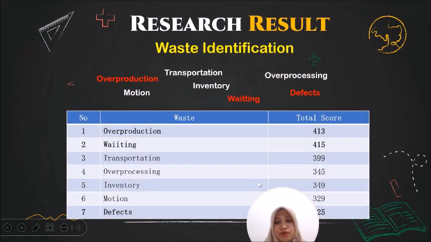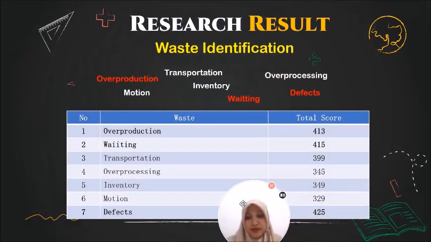After we did the mapping of the entire learning process, next we identified 7 types of waste occurring during the semester learning process. All the 7 wastes that happen are overproduction, waiting, transportation, overprocessing, inventory, motion, and defects.